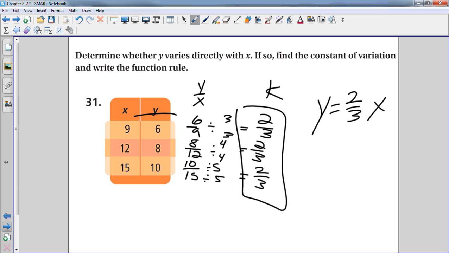You plug any one of these points in, it'll work. You multiply x by 2/3, it's going to work. Okay, does that make sense? We have one more type of problem to do, then we're done.